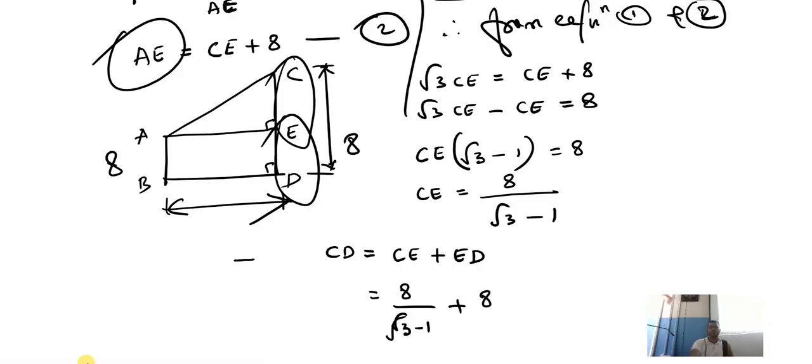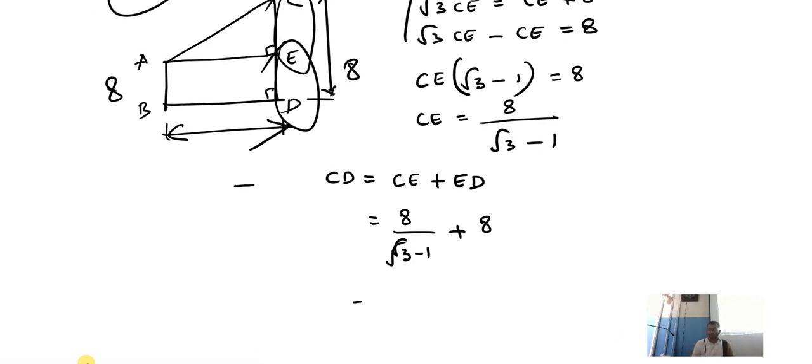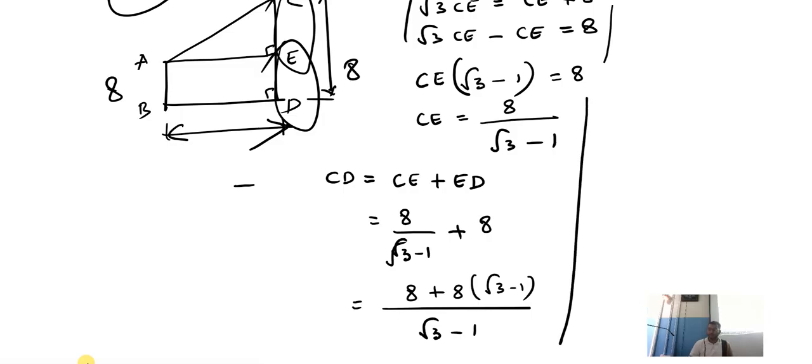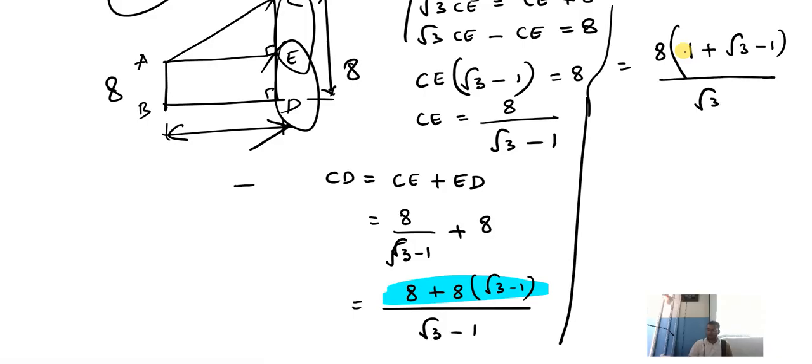Now what we should do? We have to take the LCM. Now my LCM is root 3 minus 1. Then this becomes 8 plus 8 into root 3 minus 1. Let me solve this step here. Now can I take 8 as common? If you are going to take 8 as common, then it becomes 1 plus root 3 minus 1, divided by root 3 minus 1.